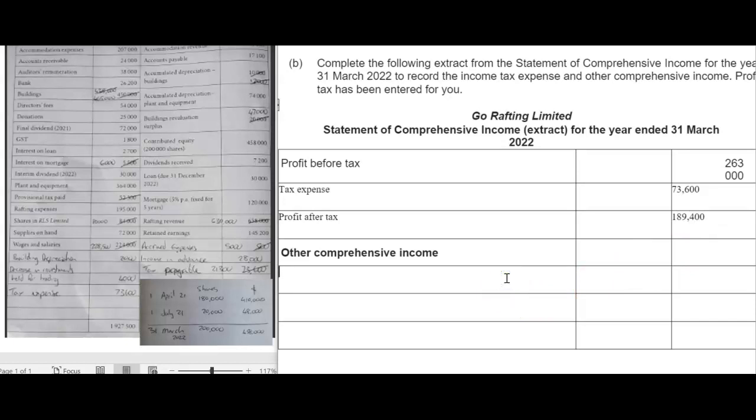And other comprehensive income. The other comprehensive income was at 27,000 that we've just had a look at. So that's called gain on revaluation buildings. Right, so that's our 27 that we've just put in. And so that means our total comprehensive income, and that's your 189 plus 27. Good. Hope you're happy with that one.